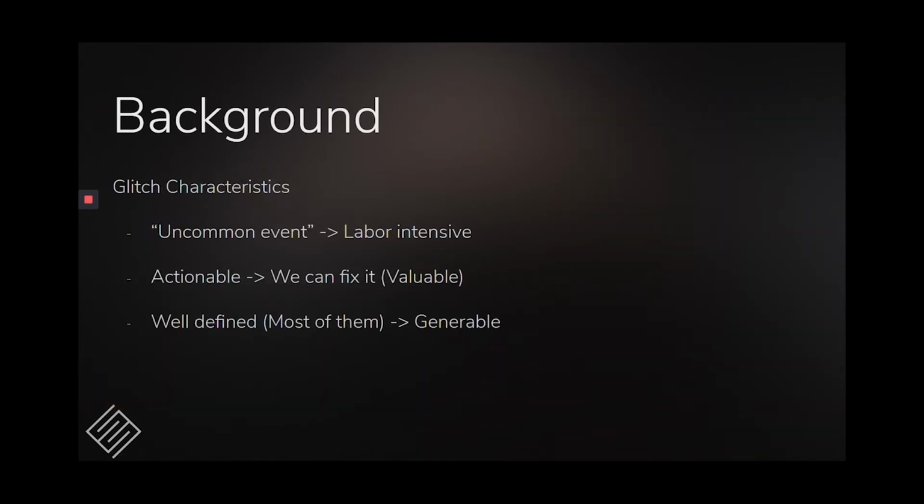The glitch detection problem is defined by the following. First, glitches are uncommon events, particularly in later stages of video game development, which makes spotting them a slow and labor-intensive process. On the other hand, the glitches are actionable, meaning that they can be fixed, making finding them highly valuable when trying to develop high-quality games. And lastly, most of them are well-defined, this meaning that most of them are of the same kind, with well-known mechanisms, which allows us to generate samples in order to train a model to detect them.